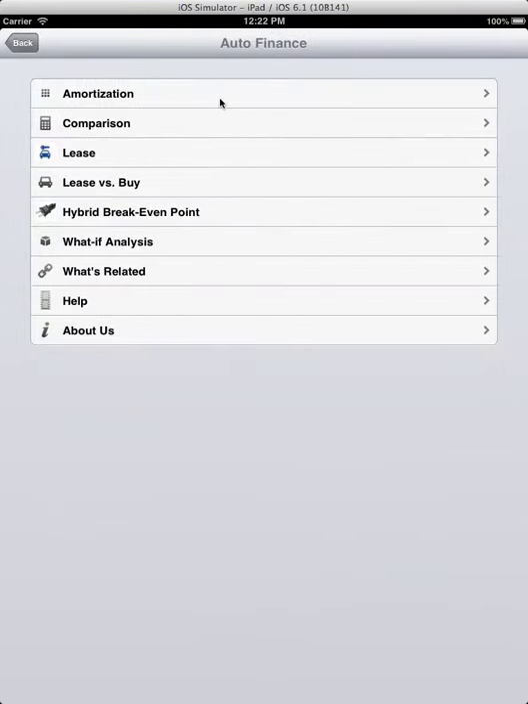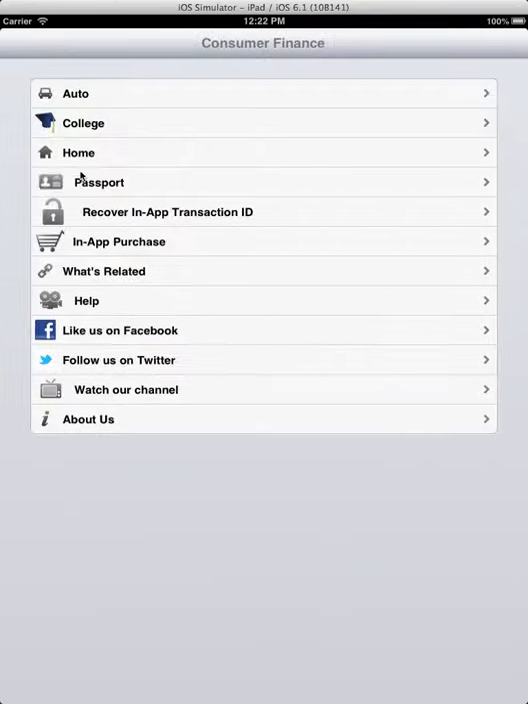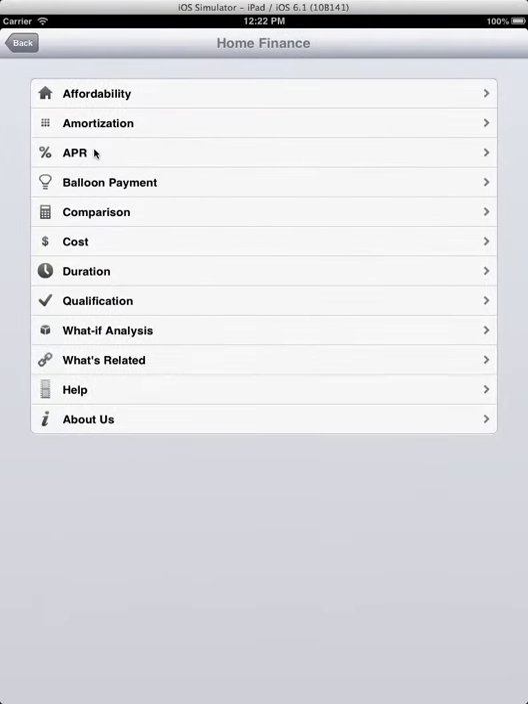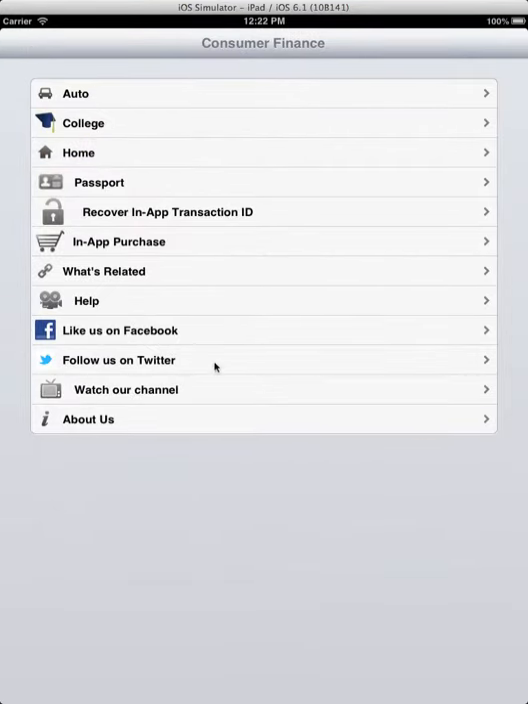Then there is a college finance, amortization, comparison, consolidation. Then there is a home loan finance, affordability, amortization, APR, balloon payment, comparison, cost, duration, qualification, and what if analysis.